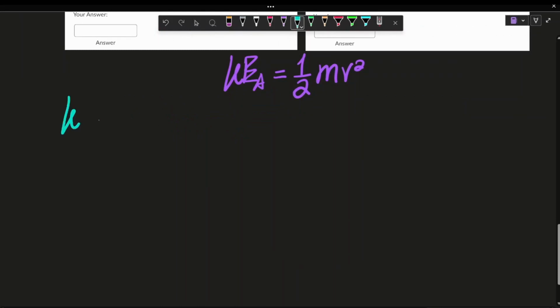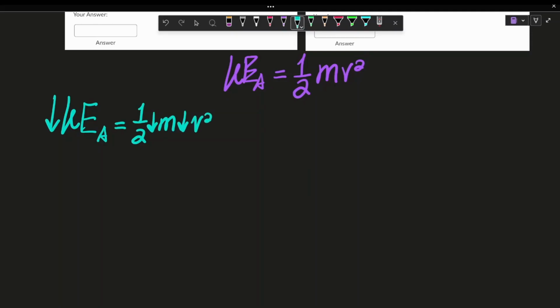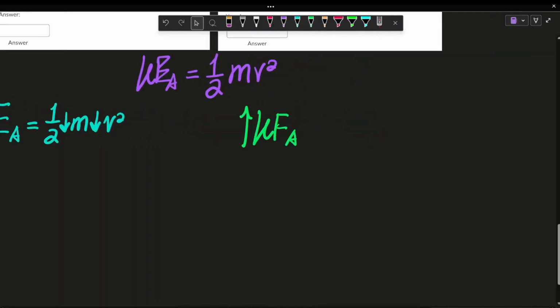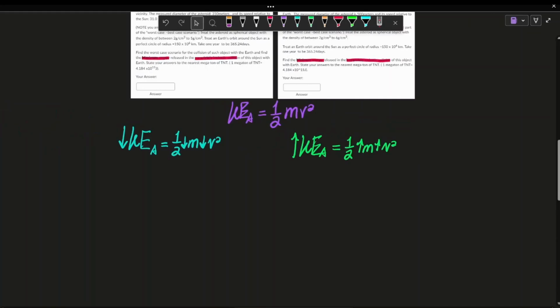There's KE minimum, we'll denote it like that. It'll be 1/2 the lowest mass and the lowest velocity squared. And then we'll have another situation, KE max, where we consider 1/2 and the maximum mass the asteroid can be, and the maximum velocity squared. So what does that actually mean? The minimum and maximum.